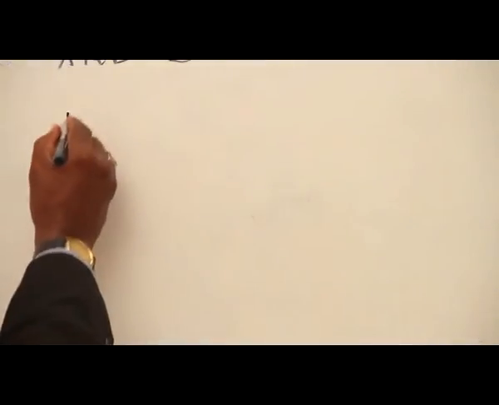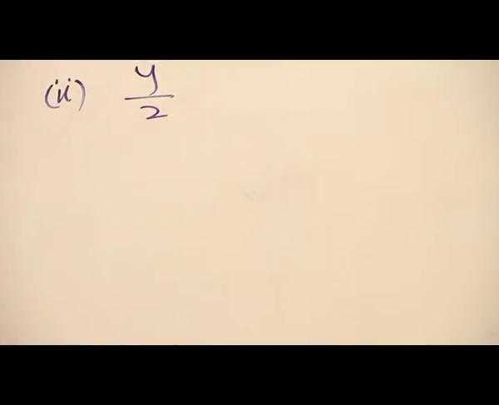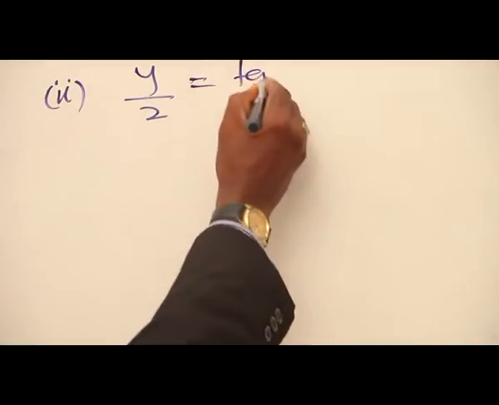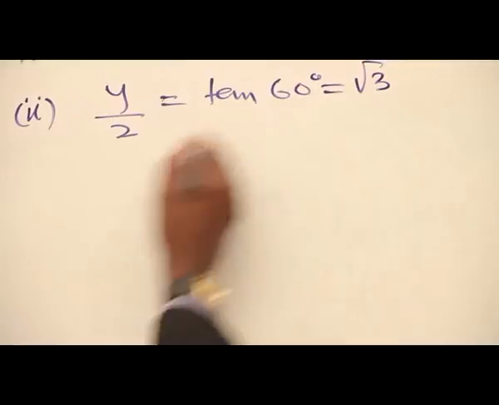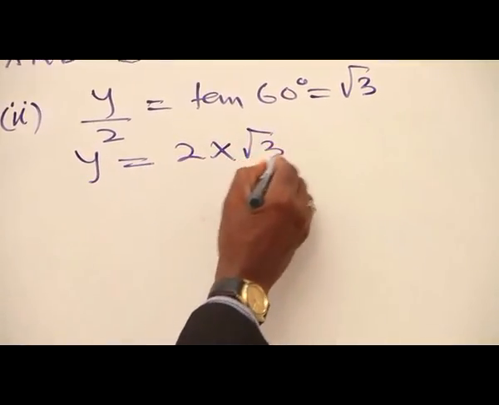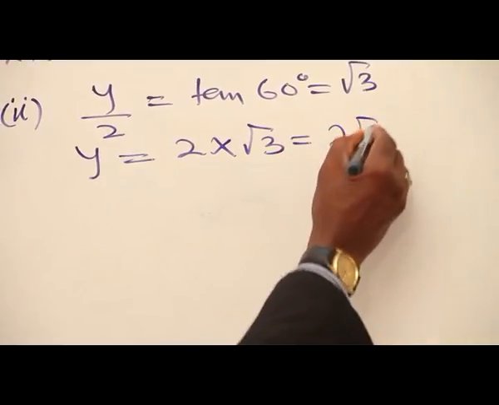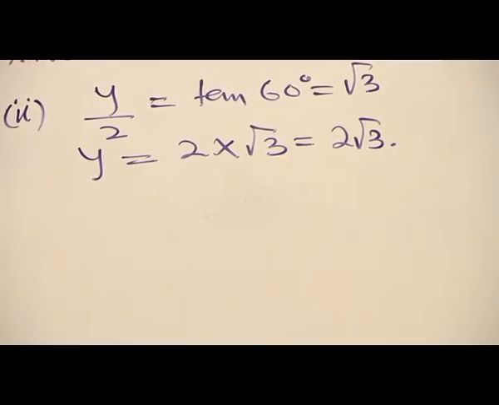The second one is to get our Y. And as you can see, Y all over 2 is equal to tan 60 degrees. And this is root 3. Therefore, Y is equal to 2 times root 3. And the value is 2 root 3. So with this, you will find the value of S and also the value of Y.